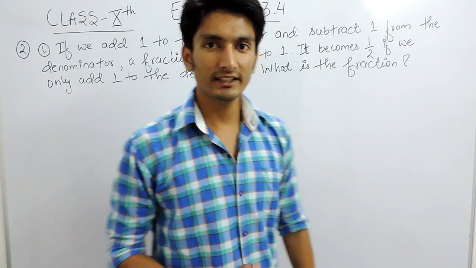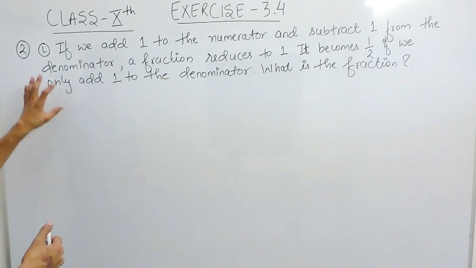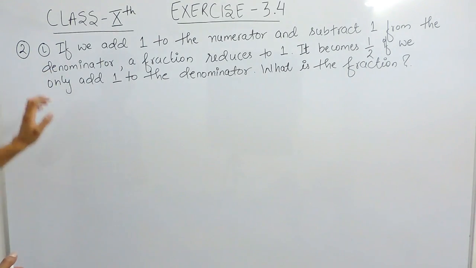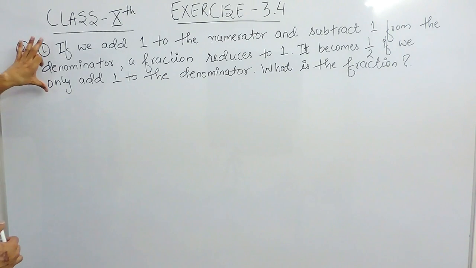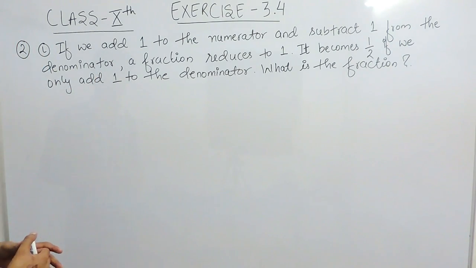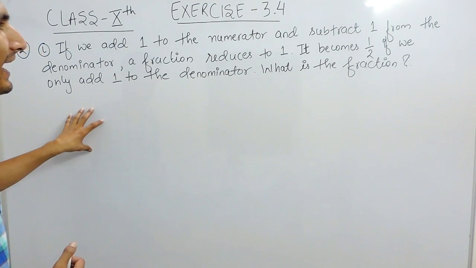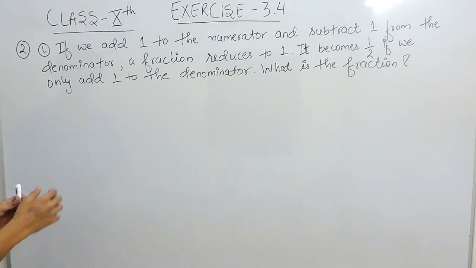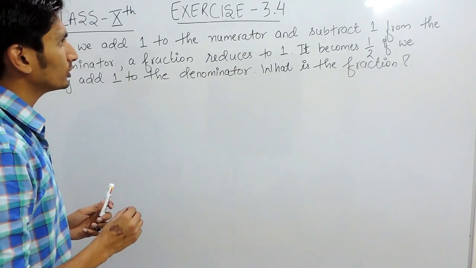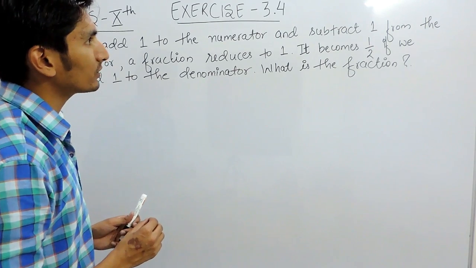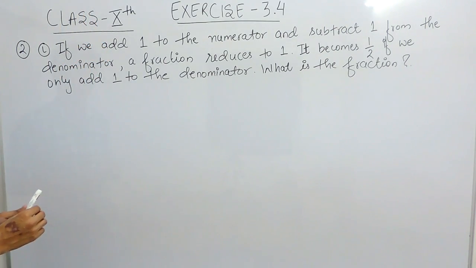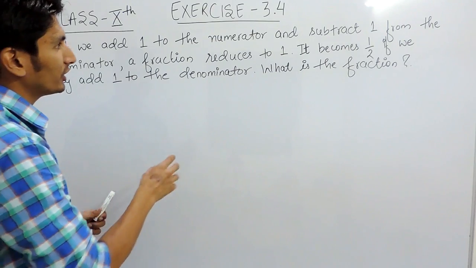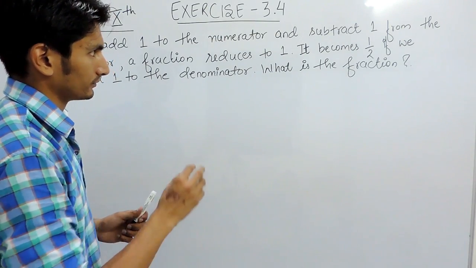Hello everyone, in this video we are going to solve part first of question number 2 of exercise 3.4. Again, you have to form a pair of linear equations from this question, and after that you have to solve it by the elimination method. So first of all, the question is: if we add 1 to the numerator and subtract 1 from the denominator, a fraction reduces to 1.